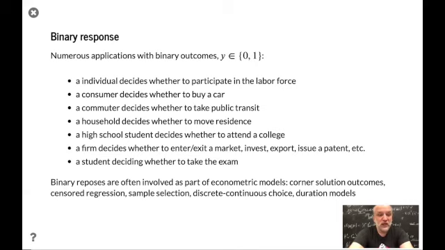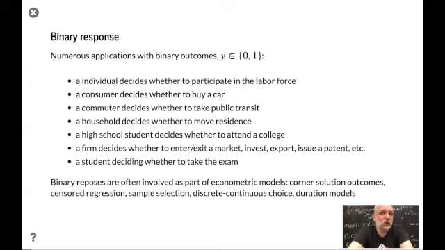But a consumer's decision whether or not to buy a car could be another example. If you buy a car, y is equal to 1. If you don't buy a car, it's equal to 0. Consider a commuter's decision whether to take public transport, or a household's decision whether or not to move residence. If you move, y is equal to 1. If you don't move, y is equal to 0. High school students' decisions whether or not to attend college: if you attend college, y is equal to 1. Otherwise, y is equal to 0.